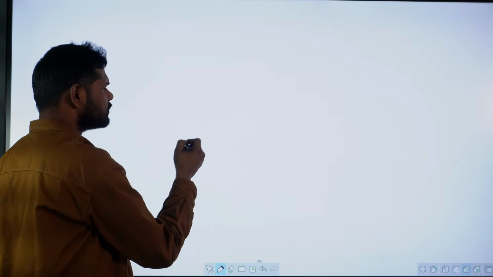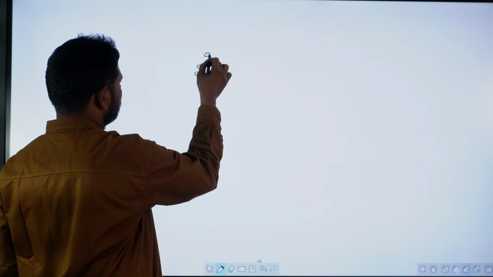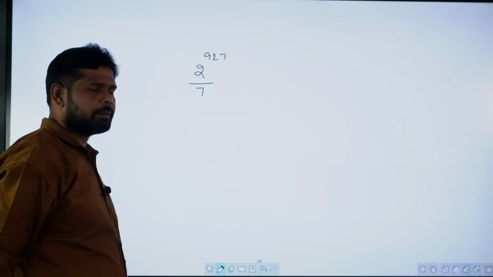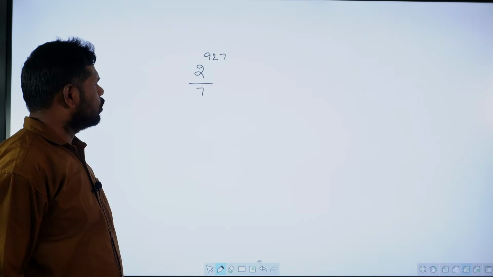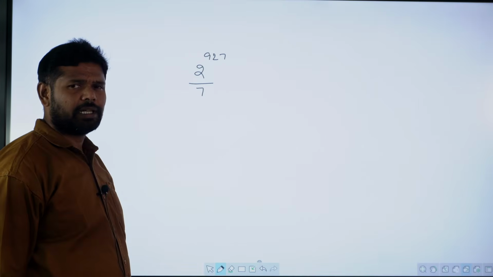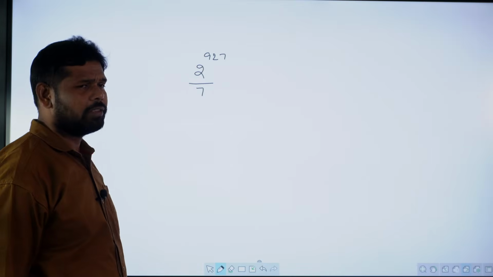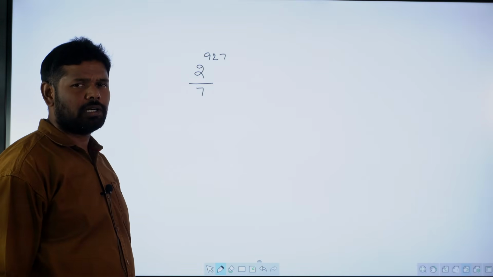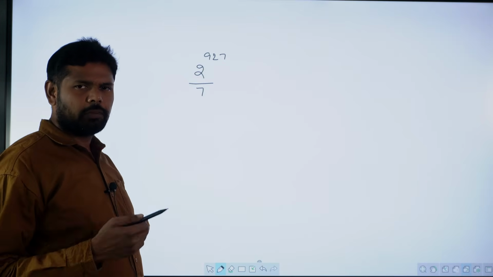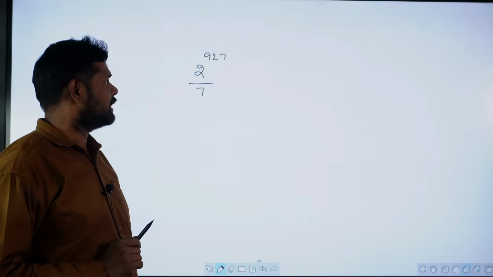And different types of questions are there. Suppose 2 power 927 is divided by 7. What is the remainder? Observe. It is not possible to find the value of 2 power 9, not only 9, 2 power 10, 20, 30 also takes some time. If you are good at calculation, 2 power 10, 11, 12, how much time are we going to waste on this type of question?